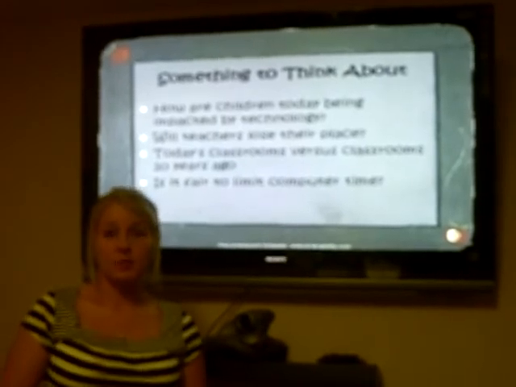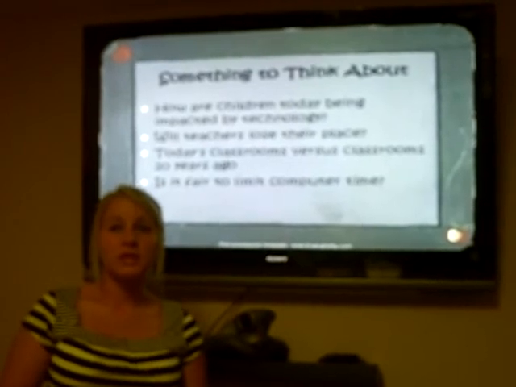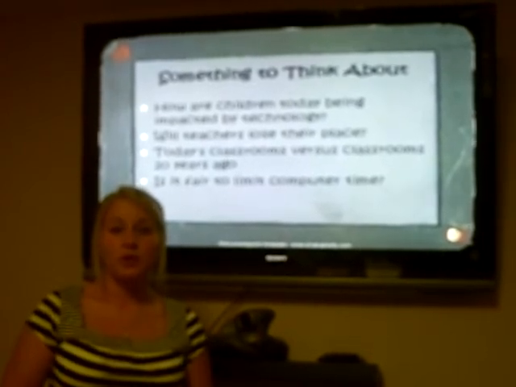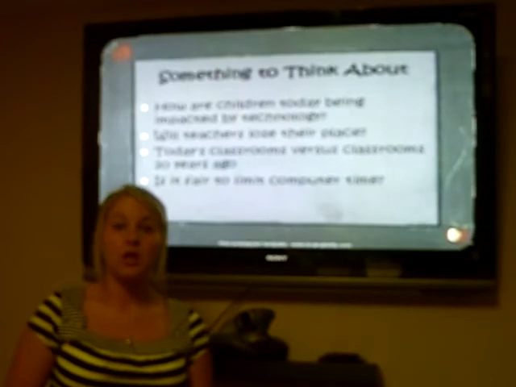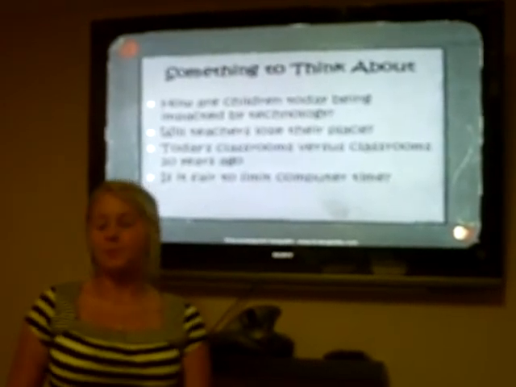I think it is very important to limit their time. First of all, kids are kids. They need to go outside, run around. They shouldn't just be sitting on a computer. But it is good to give them a limited amount of time so they can go on there and explore.